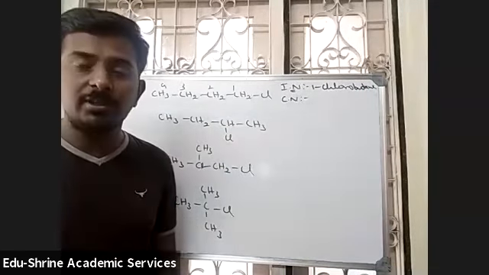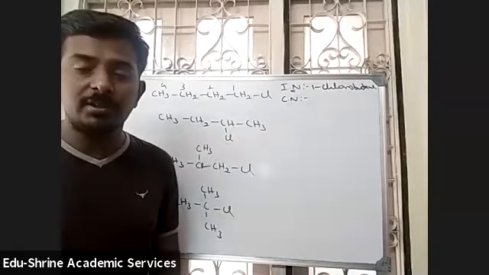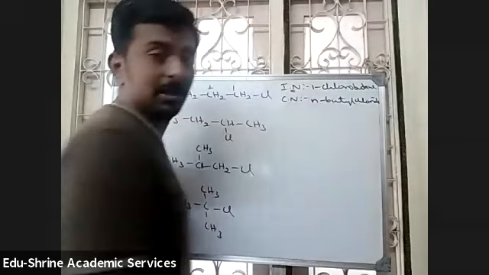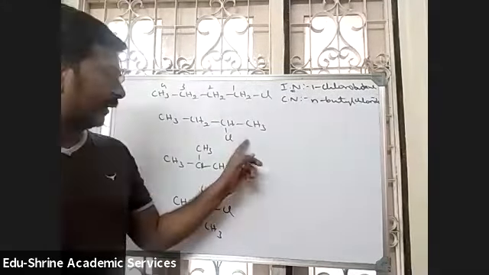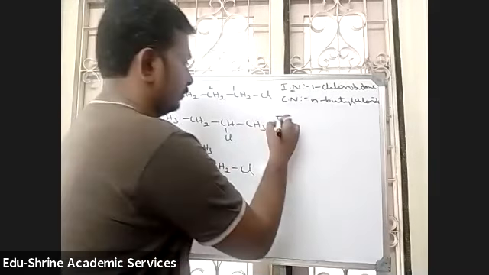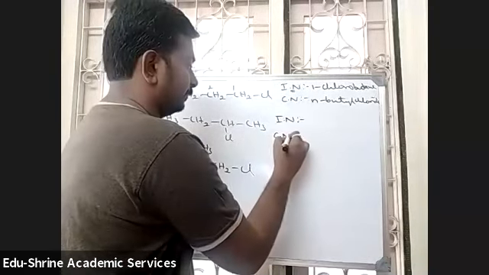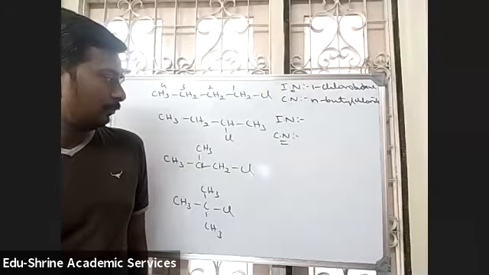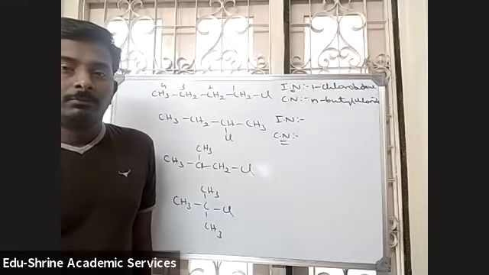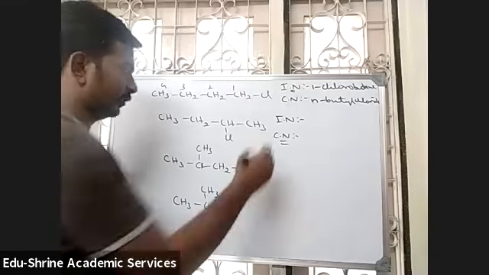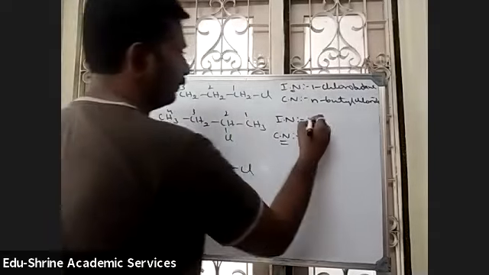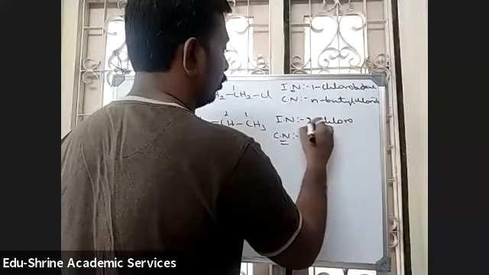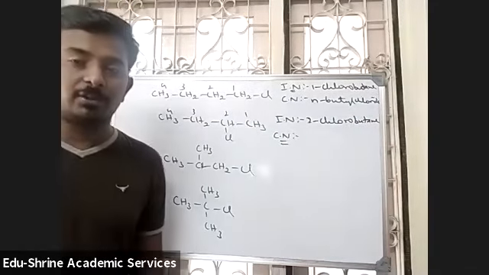What will be the common name, students? Very good. So it is N-butyl chloride. Second one, IUPAC name and common name. Yes, very good. So it is 2-chlorobutane. What will be the common name of this, students?